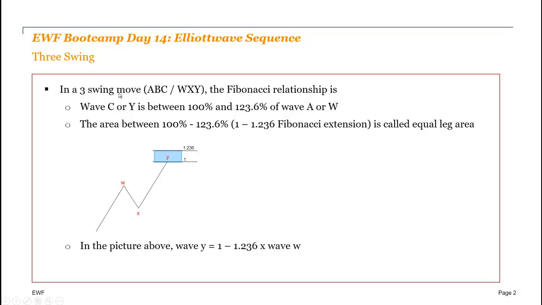So in a 3 swing move, whether it is WXY or ABC, the Fibonacci relationship is very simple. The wave C or the wave Y, which is the third swing, is always between 100% and 123.6% of the first swing, or wave W or wave A. Alright, so this leg here is always between 100% and 123.6%. This area, usually we highlight it in blue color in our chart, is called the equal leg area. Okay, so in the picture above, very simple, Y, which is the third swing, is ending between 100% and 123.6% of the first swing, or W.